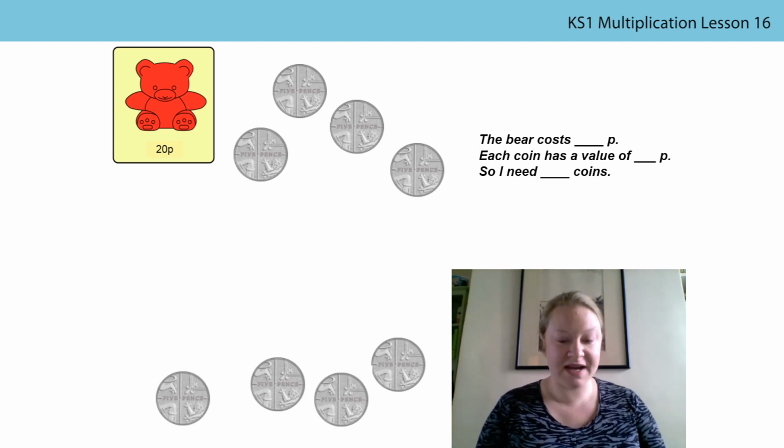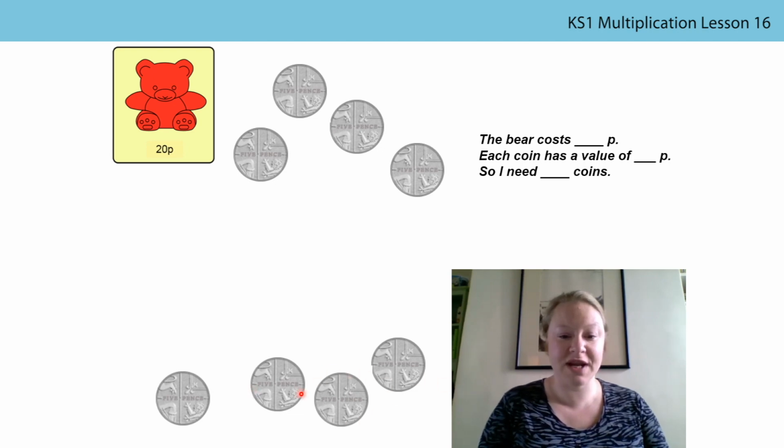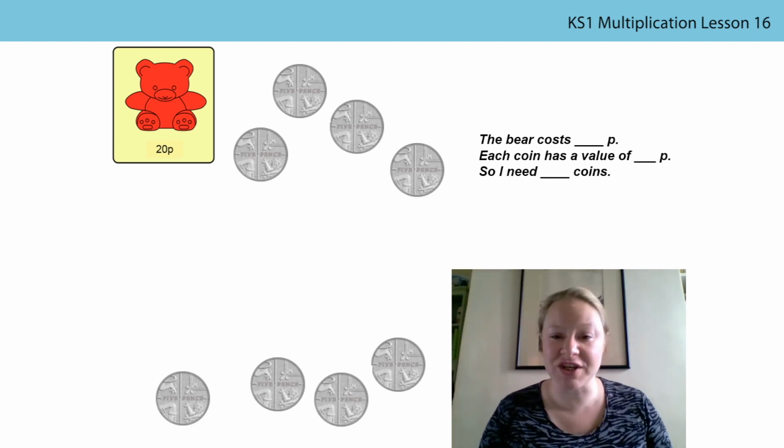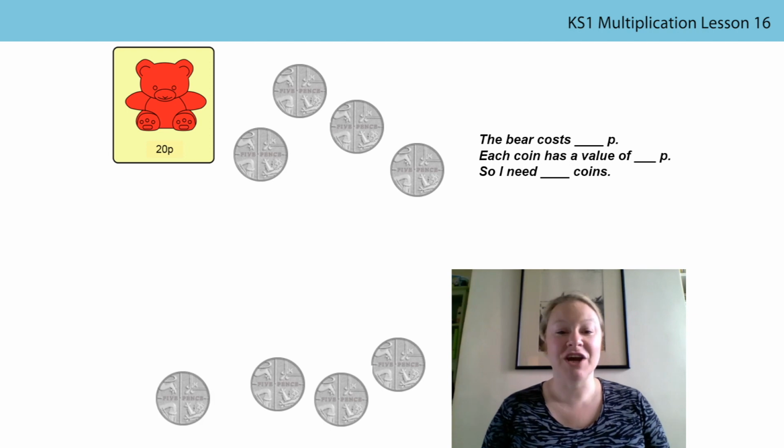You might have seen that 4 as 3 and 1, or 2 and 2, or you might have just spotted that it was 4 straight away. How did you do with your prediction? We needed fewer coins this time, didn't we? Well done. We needed fewer coins because the value of these coins was greater than the value of the coins we used before.